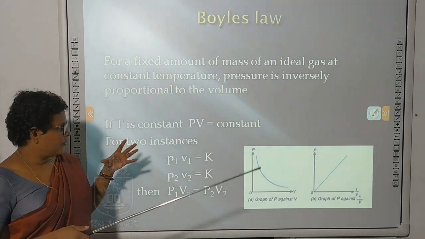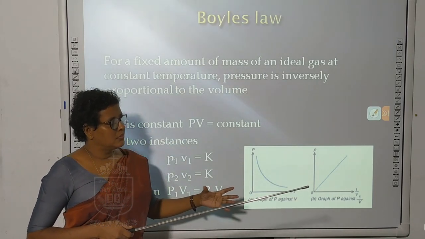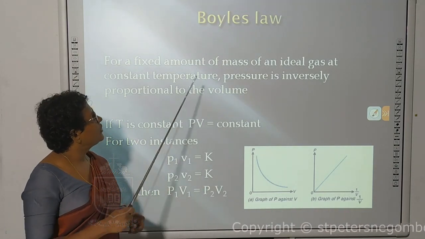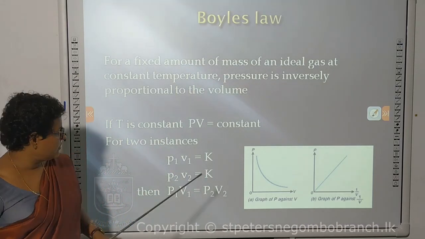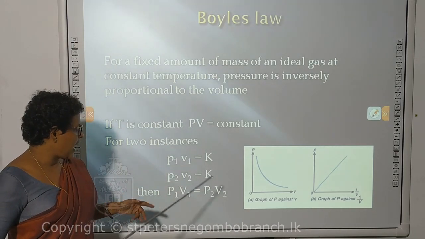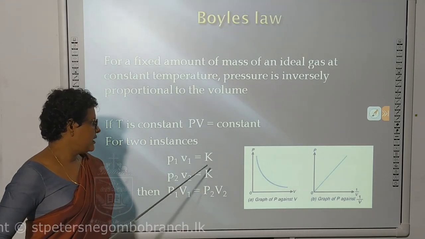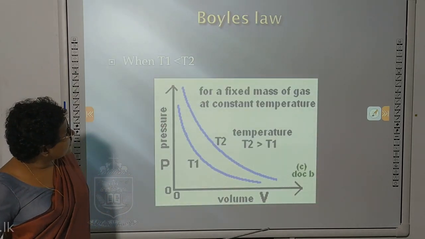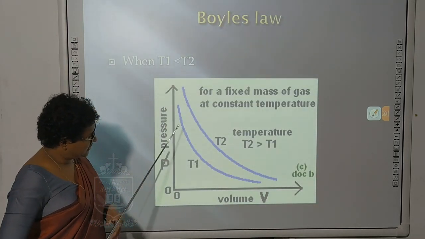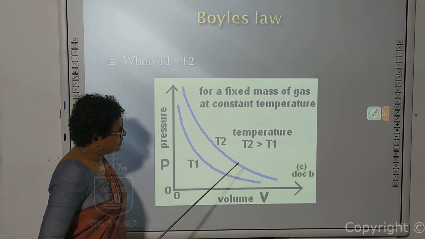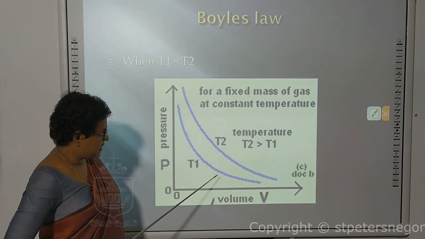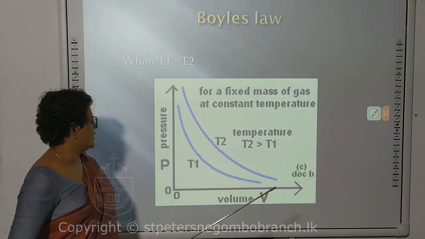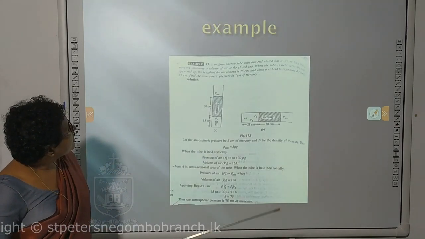Now consider two instances. Somewhere you have a volume V1 and the pressure is P1. That is P1 V1 equals constant according to Boyle's law. In another place, the same gas, you have pressure P2 and volume V2, and that is also constant. So these two sides are equal, therefore you can write P1 V1 equals P2 V2. That is Boyle's law. For different temperatures, we said the temperature is constant. T1 is constant for the whole process, T2 is constant for the whole process. But T2 is greater than T1. If T2 is greater, the curve will be a little higher than T1. T1 is here, T2 is here, right? PV curve.